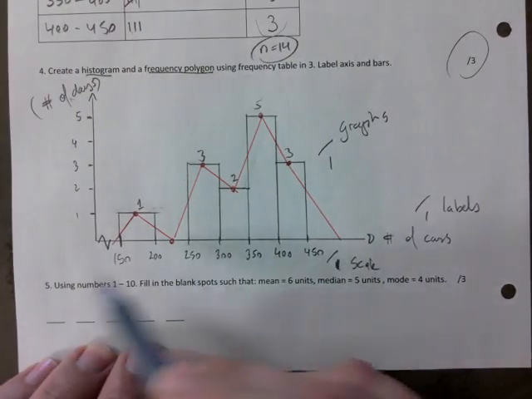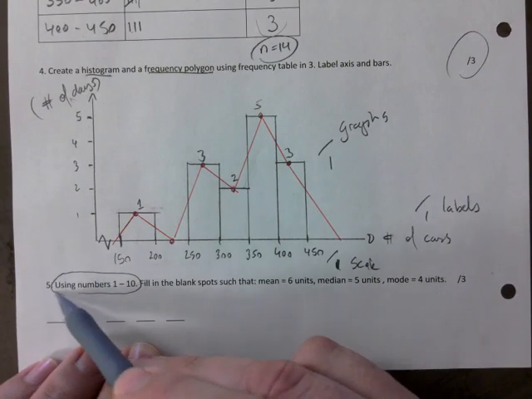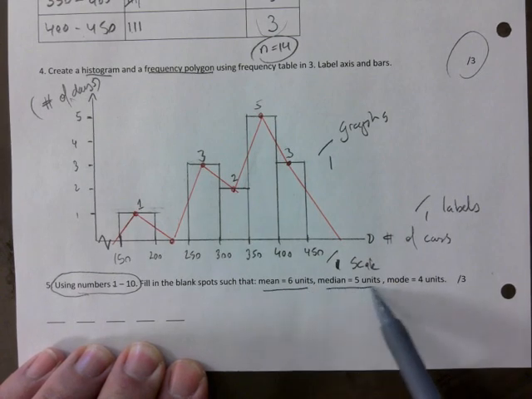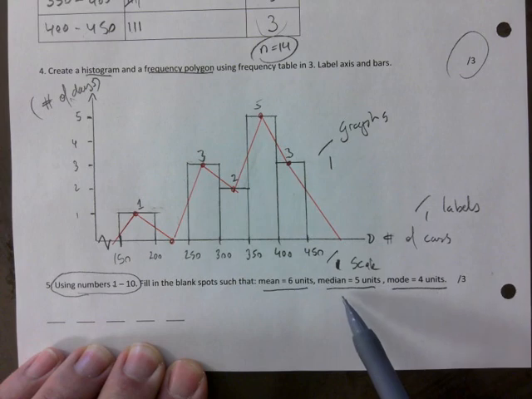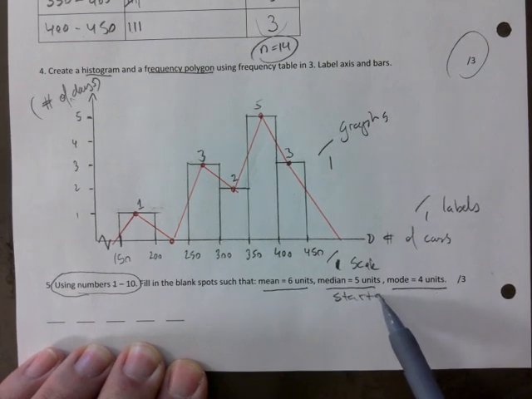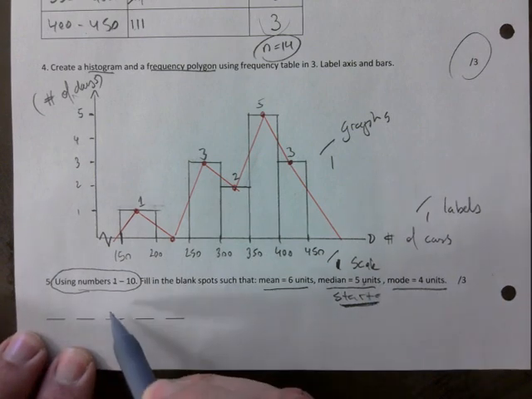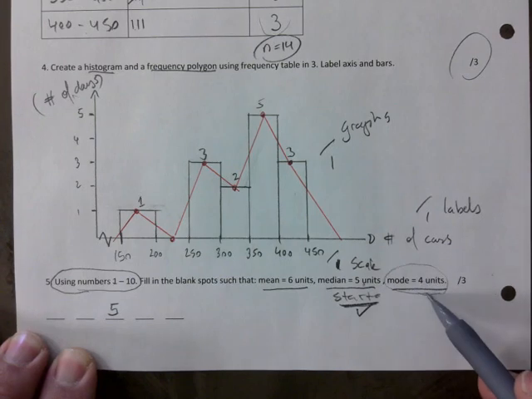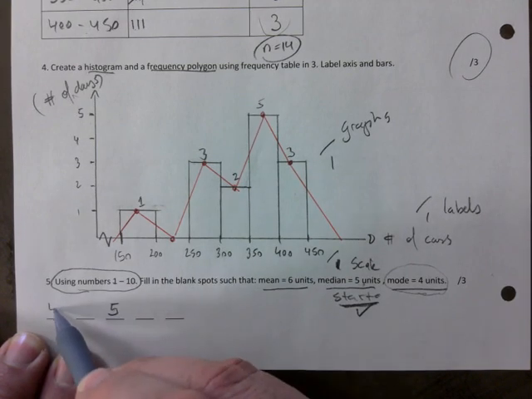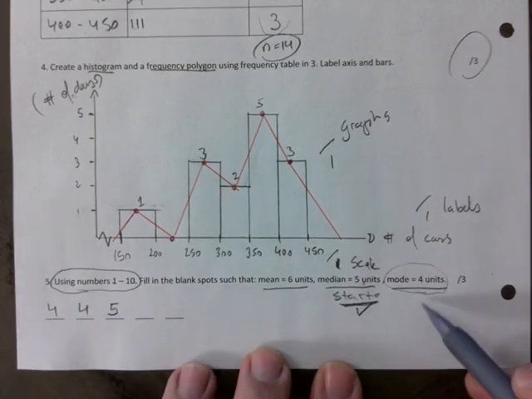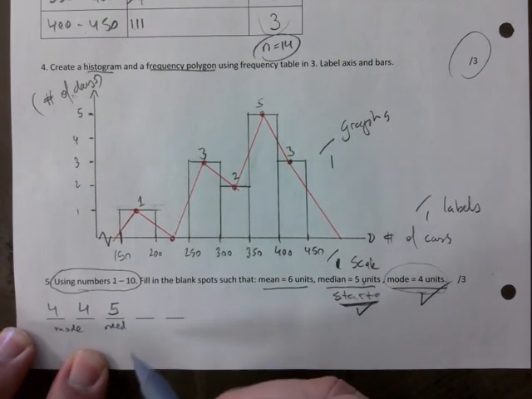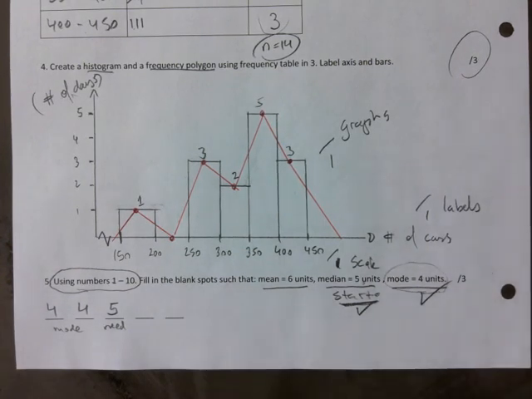So then we have this one. I don't know if you understood what needed to happen here, but using numbers 1 to 10, put them in here so that you have a mean of 6, a median of 5, and a mode of 4. I would start here. Start with your median, because the median is the middle number, so this would be a 5. Check, that's done. A mode of 4, that means that you want to have mostly 4s. Because it's smaller than 5, you should put it to the left side, so that's checked. This is your mode. This is your median. Mode, median, and then you need to figure out what the rest is going to be.